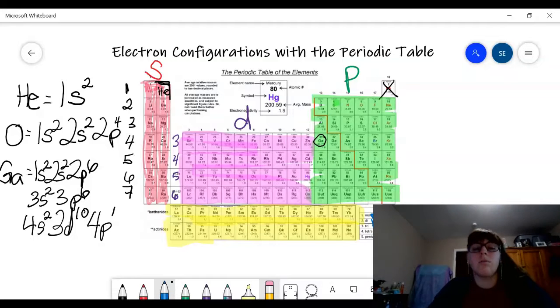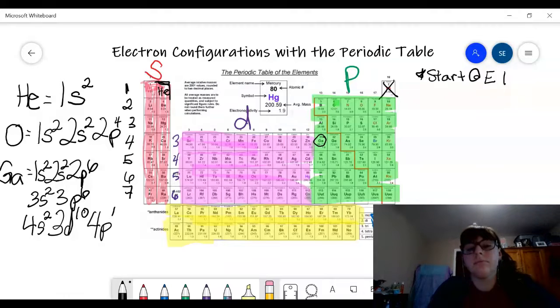Okay, so whenever you go to write an electron configuration, or if you're going backwards and trying to figure out the electron configuration for an element, all right, you're going to want to start at energy level 1. And you're going to want to count every electron that's included in that block.